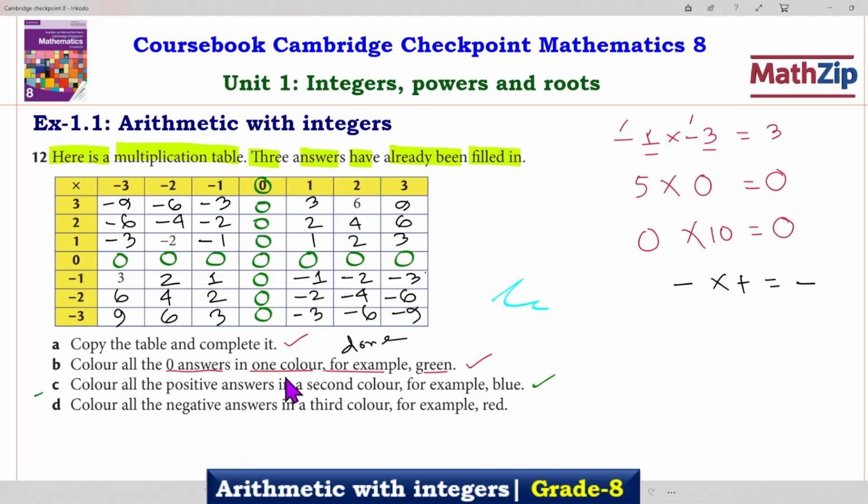Let's say we have any other number. I think this is more clear. So positive will be blue color. So which one is positive? Look, this portion is positive and this portion is positive, right? And color all the negative answers in a third color, for example red. So by red color we can show this is negative and this is negative.